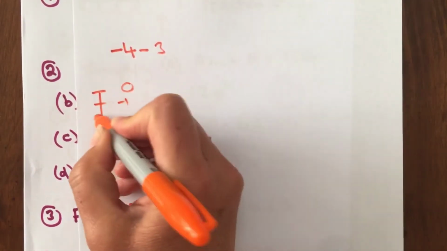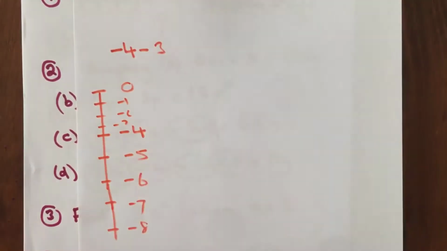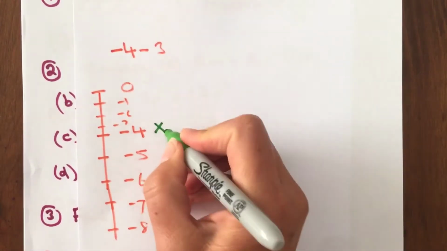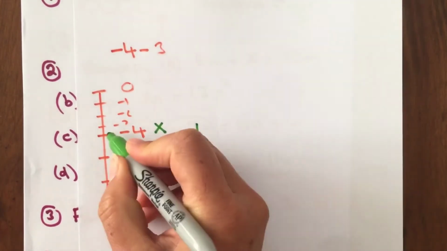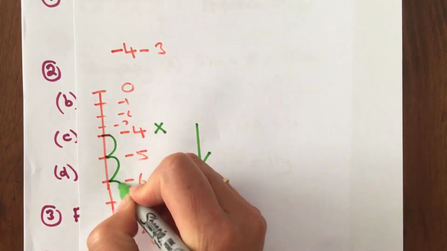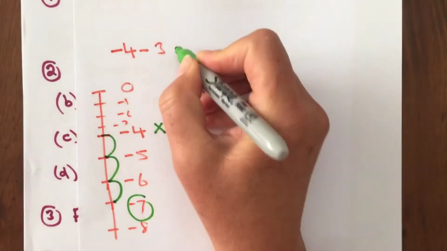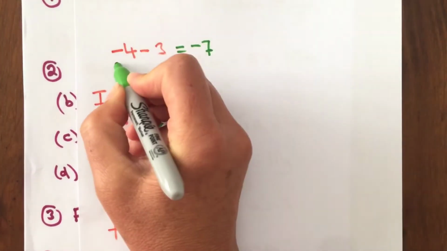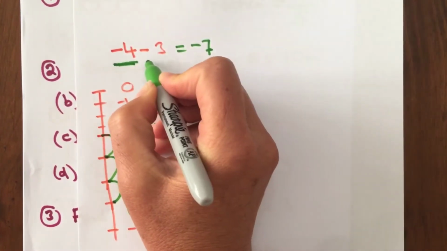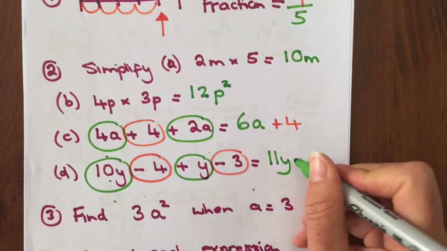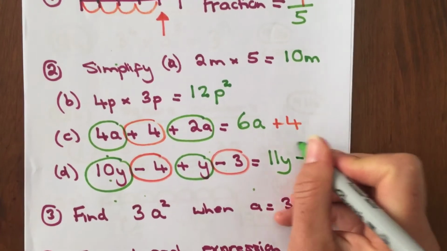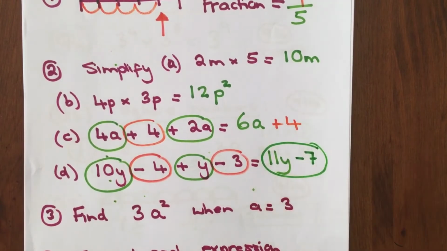-1, -2, -3. You're going to start at -4 and you're going to go down 3. Down 3. So 1, 2, 3. So we end up at -7. Start at -4, go down 3. Okay, so we have -7. So this is your answer.